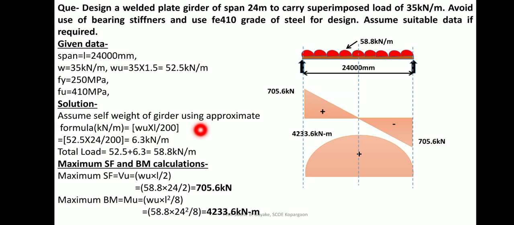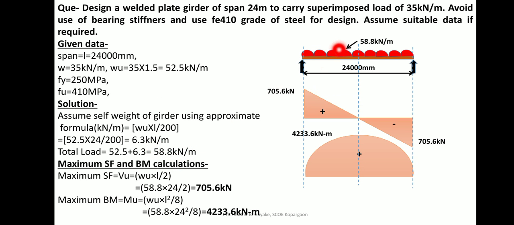So self weight is what? Self weight is total load. So total load is W into L. This is factored load into L span divided by 200. So we are getting 6.3 kilonewton per meter. Add this value to the calculated factored load, you will be getting 58.8.